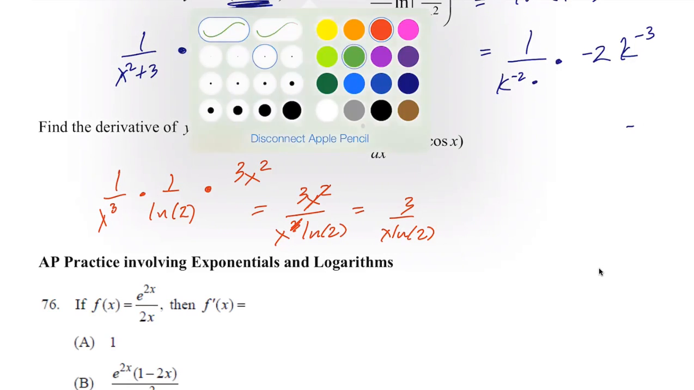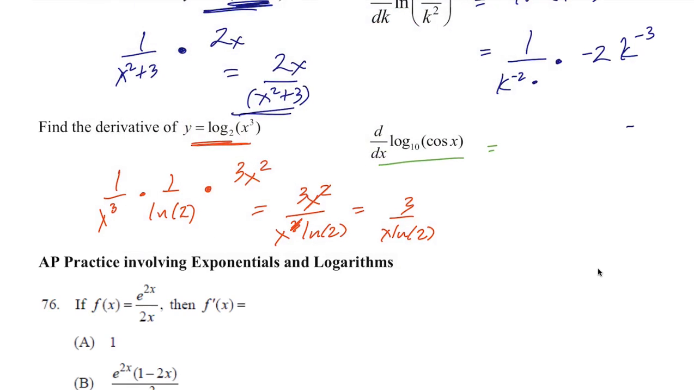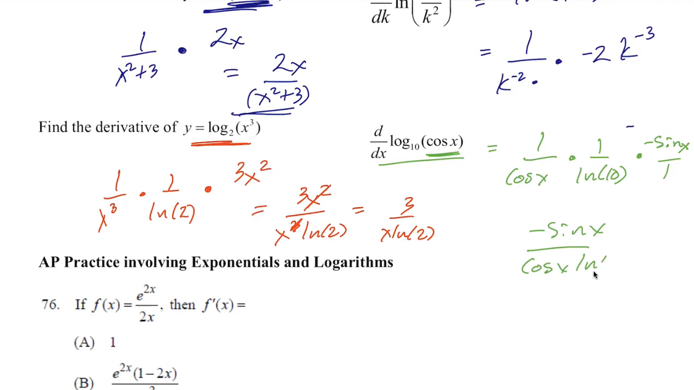So the one right here, same idea, it's a log. So we're going to do derivative of log is 1 over the inside times 1 over natural log of the base times the derivative of the inside. Derivative of cosine is negative sine. Put it all together, you get negative sine x over cosine x natural log of 10.